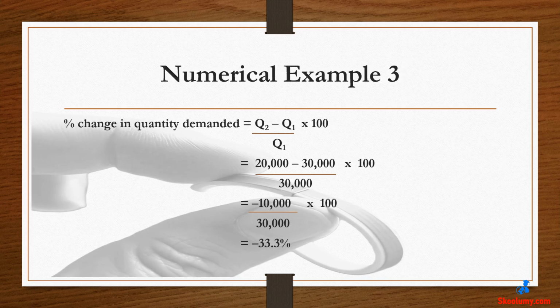Calculating percentage change in quantity demanded. Q2 minus Q1 divided by Q1 times 100. This is 20,000 minus 30,000 divided by 30,000 times 100. The answer is minus 33.3%.